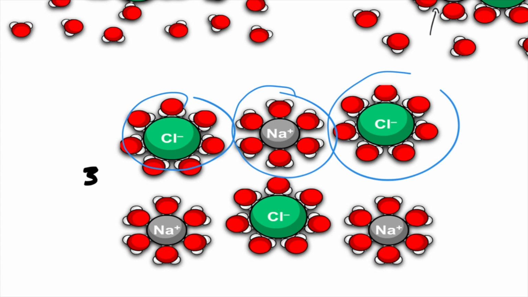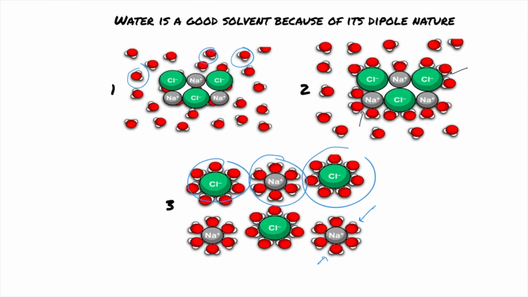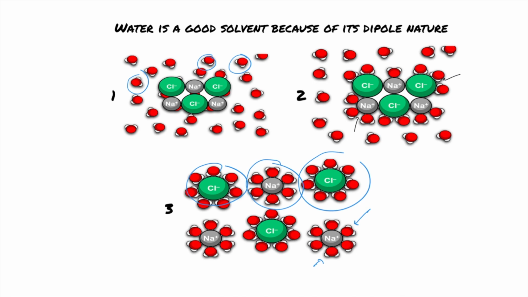So what's a hydration shell? A hydration shell is like a bunch of water molecules surrounding the ions, preventing them from getting attracted to each other, and that's why the ions are very well dissolved in water.